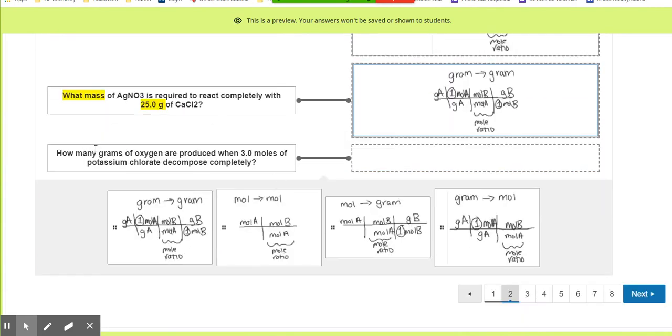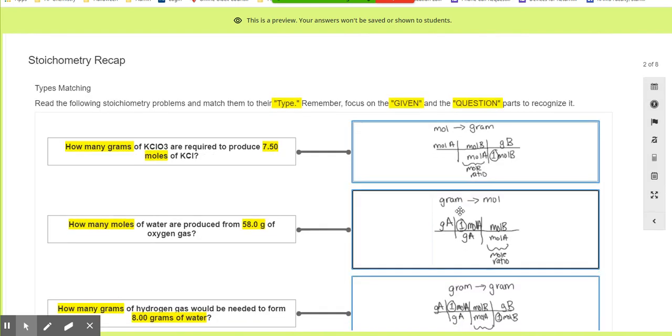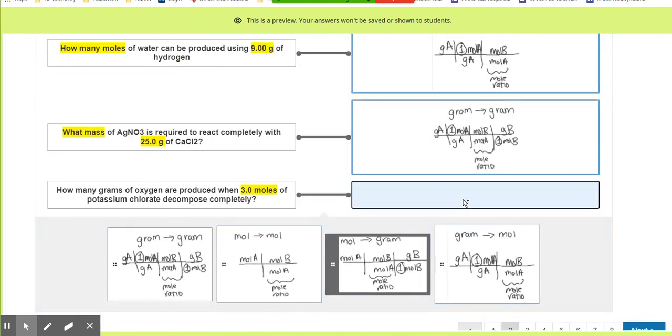So it says how many grams of oxygen are produced when 3 moles of potassium chlorate decompose completely. So once again, we're going to go through the question. We find there's my number. That's where we're starting. So where are we ending? Good, grams, good. So this is a mole to gram, mole to gram. Nice work, you guys. Good job.